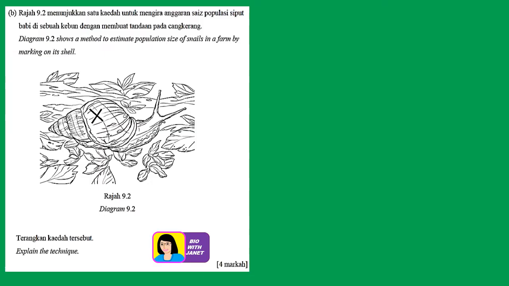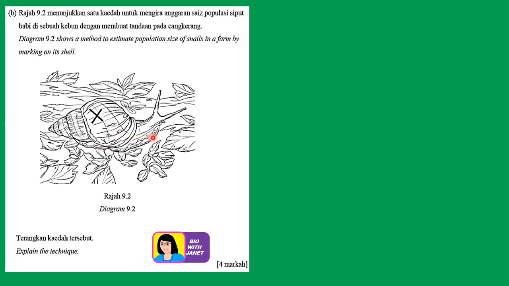Let's look at question B now of the essay question. Diagram 9.2 shows a method to estimate population size of snails in a farm by marking on its shell. All right, so marking on the shells of the snails, the symbol X or something. Now, explain the technique.